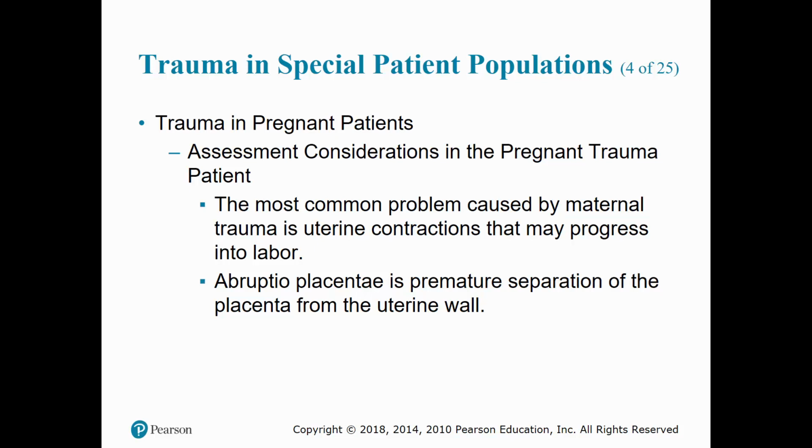If there is any complaint of abdominal pain or contractions, we need to assess for crowning or vaginal bleeding because the trauma may have caused them to go into labor. Abruptio placenta can commonly occur also with blunt force trauma. With these patients, there may be abdominal pain and vaginal bleeding. When this occurs, we need to quickly get them to the hospital because surgical intervention is potentially needed. And there is a high risk of fetal and maternal death rates with abruptio placenta.